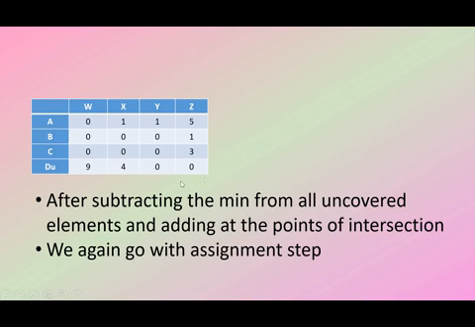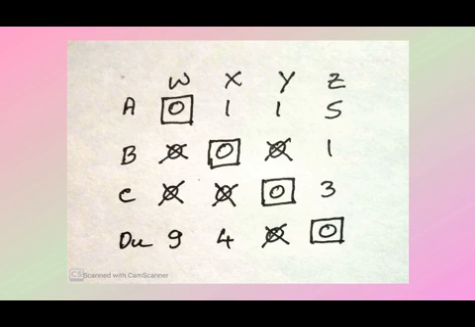Now all rows have zeros, all columns have zeros. So straight away go with the assignment step. So when we go to the assignment step, the first column has 3 zeros, second column has 2 zeros, third column has 3 zeros, fourth column has only 1 zero. So make an assignment in the fourth column. Cross the zero in the same row. So this zero gets crossed.